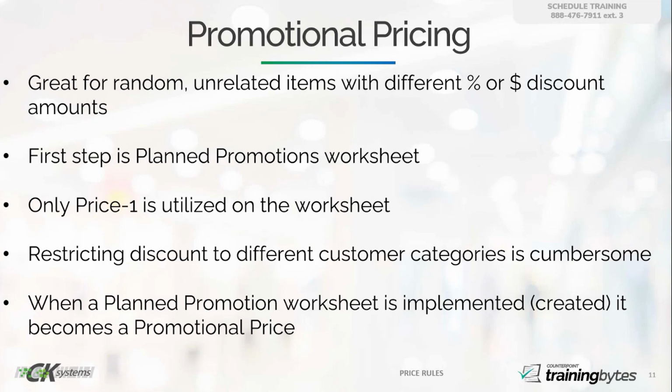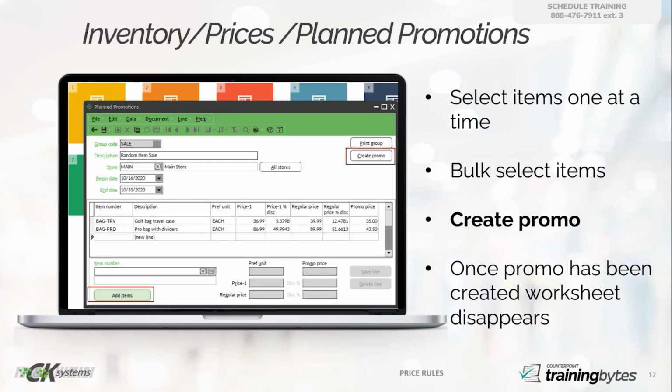And we'll see that in action in the software in a few minutes. So if you go to inventory prices, your worksheet planned promotions, you can go to the bottom left of the screen to select your items that qualify for the promotional pricing. You can bulk select items too, but it's not very practical if your items are going to have different discount rates. So you may end up selecting them one at a time.